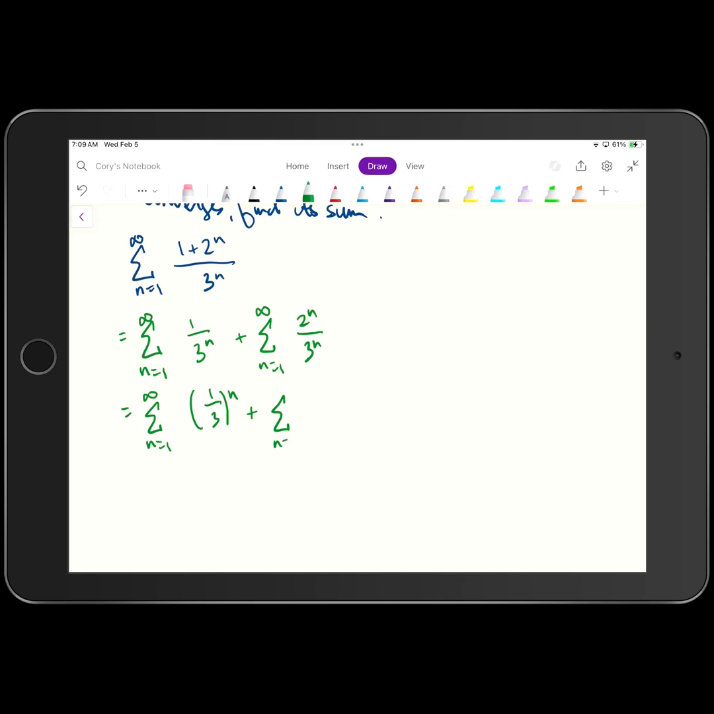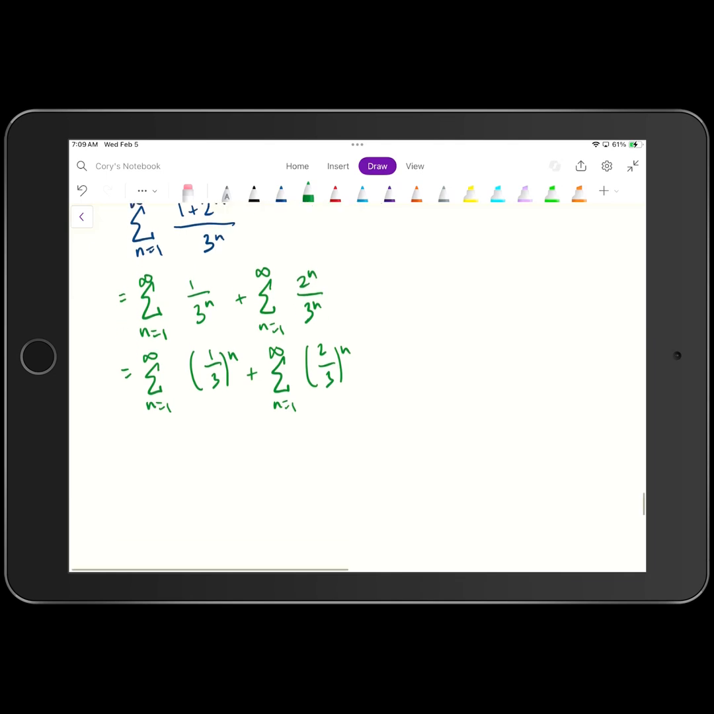Plus, we have the sum from 1 to infinity of 2 over 3 raised to the n power. Now, I want both of these sums to have an exponent of n minus 1. So we have the sum from 1 to infinity. I can rewrite that first quantity as 1/3 times 1/3 raised to the n minus 1 power, because again, when I multiply two exponents that share the same base, I'm going to add their powers. And I'm going to do the same thing for the second sum. So we have the sum from 1 to infinity of 2/3 times 2/3 raised to the n minus 1 power.